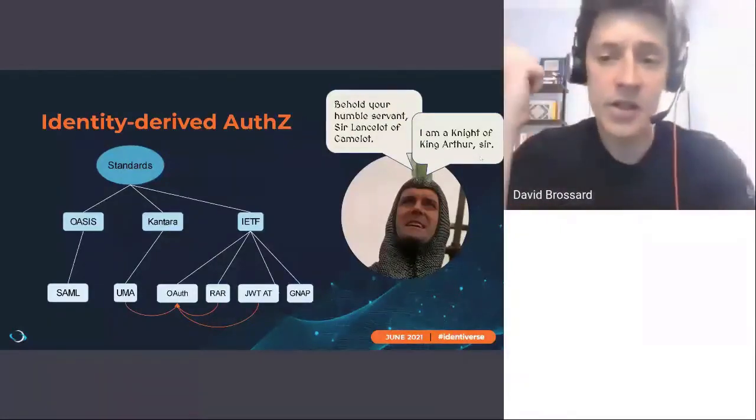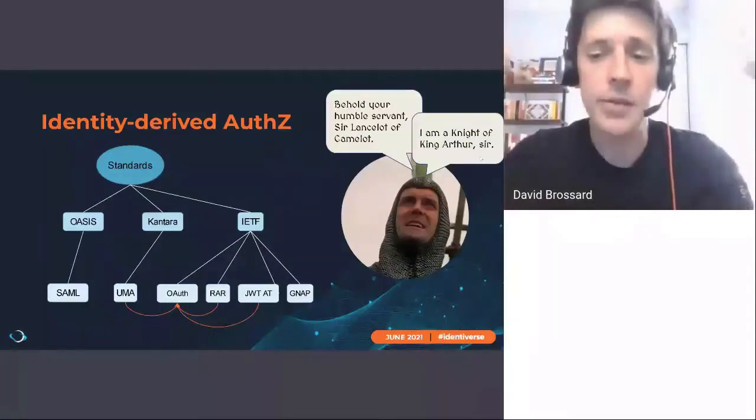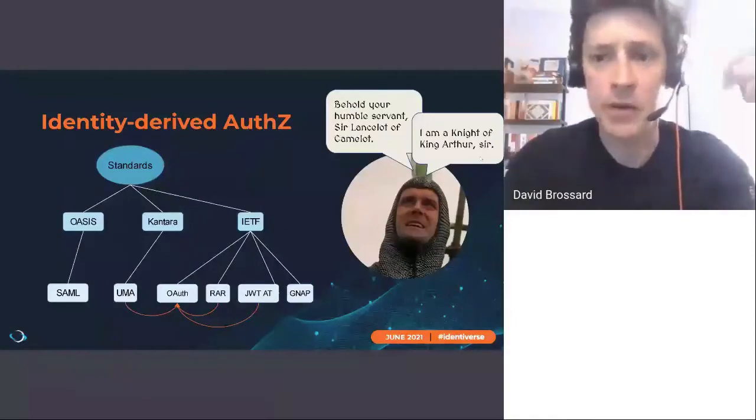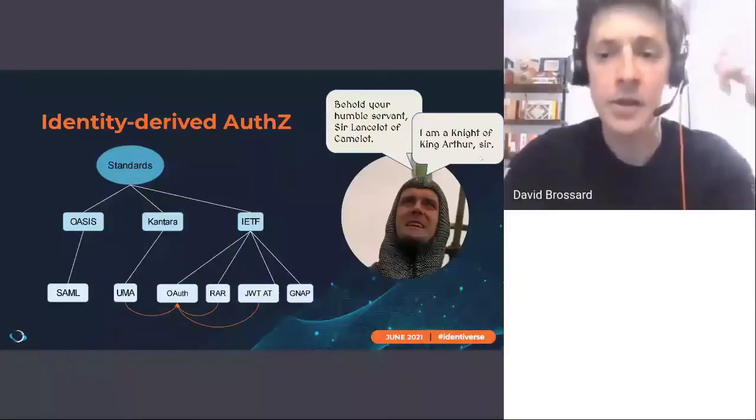Think of identity-derived authorization as a means to prove something about yourself that might be used in authorization. It could be a role, it could be a permission, it could be a profile, it could be a claim, okay? These are the different things.